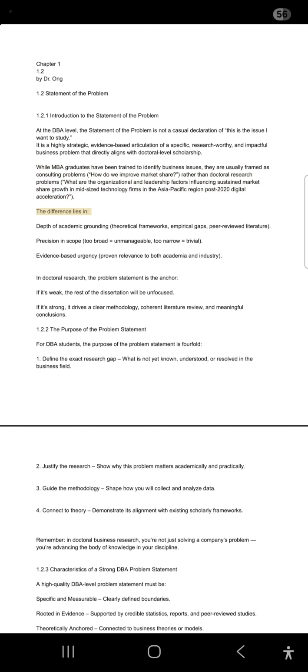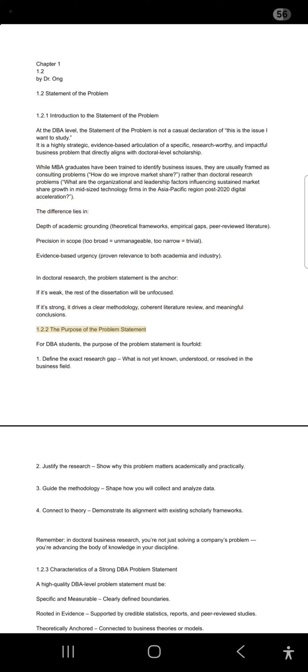The difference lies in depth of academic grounding: theoretical frameworks, empirical gaps, peer-reviewed literature. Precision in scope: too broad equals unmanageable, too narrow equals trivial. Evidence-based urgency: proven relevance to both academia and industry. In doctoral research, the problem statement is the anchor. If it's weak, the rest of the dissertation will be unfocused. If it's strong, it drives a clear methodology, coherent literature review, and meaningful conclusions.